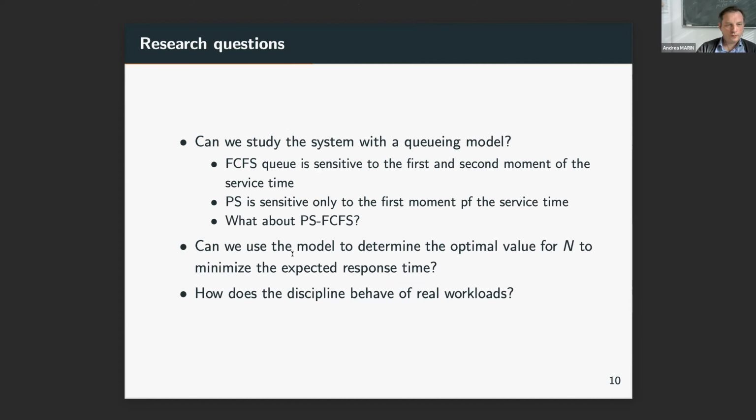The research questions are, first, whether we preserve the insensitivity property of processor sharing, or the fact that first come, first served depends only on the first and second moment of the service time, when we mix these two disciplines. The second point that we address is whether we can determine the optimal value of n to minimize the expected response time, and then we want to do some tests to see how the system behaves on real workloads.